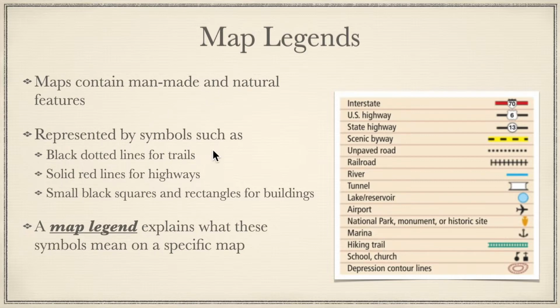These are represented by symbols, such as black dotted lines for trails or unpaved roads in this case, solid red lines for highways like interstate highways, and small black squares and rectangles for buildings. Sometimes it's not just a square, it's actually the shape of the building, if the building is big enough to show at the map scale. So a map legend explains what these symbols mean on a specific map.